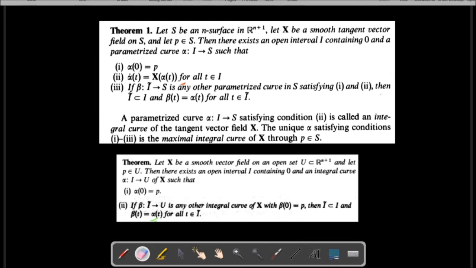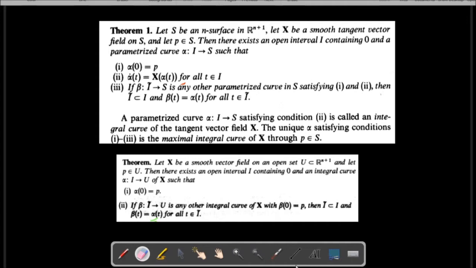Here, the theorem that we have to prove is Theorem 1. Let S be an n-surface in R^(n+1) and let X be a smooth tangent vector field on S. So we have a point P from S, then there exists an open interval I containing 0 and a parameterized curve alpha such that alpha(0) = P and alpha dot of t = X(alpha(t)) for all t in I, and we can find a beta, another parameterized curve, such that beta and alpha will coincide in the interval I tilde. That's what we have to prove.